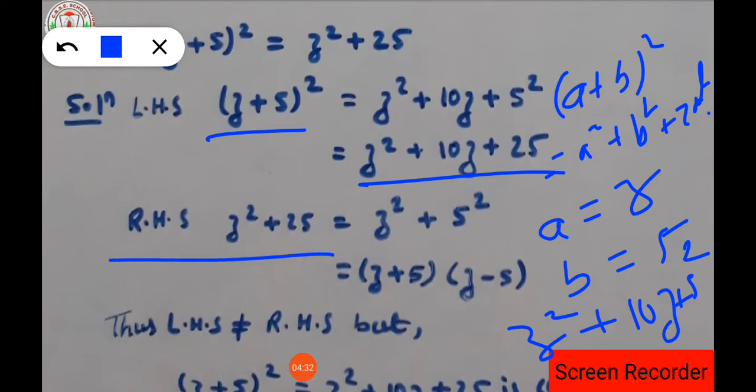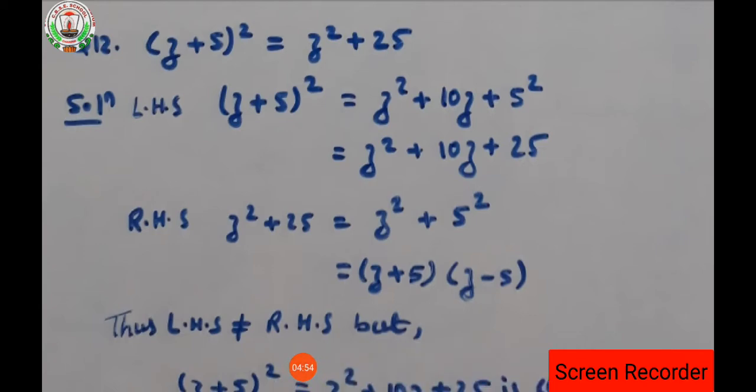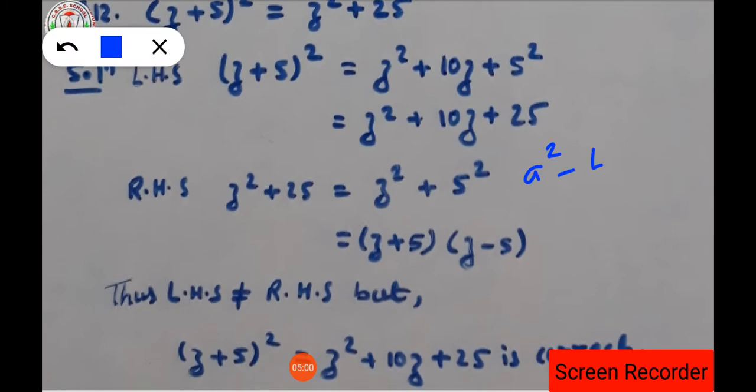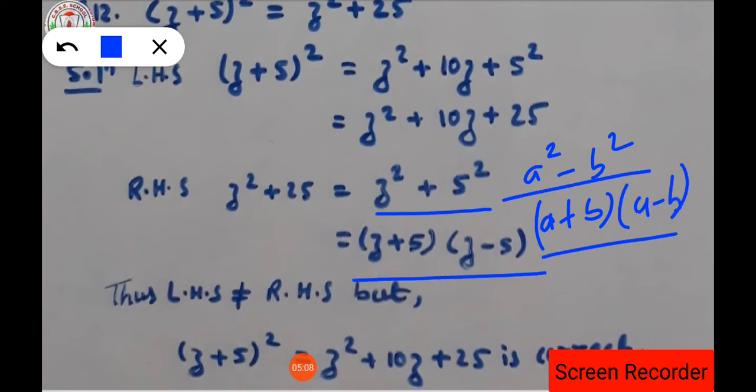Similarly, looking at the RHS part, what do we have? Z square plus 25. Now 25 can be written as 5 into 5, so it is 5 to the power 2 or 5 square. So z square plus 5 square is in the form of an identity. We can use the identity a square minus b square is equals to a plus b into a minus b. So using this identity, we will get the required answer as z plus 5 into z minus 5.